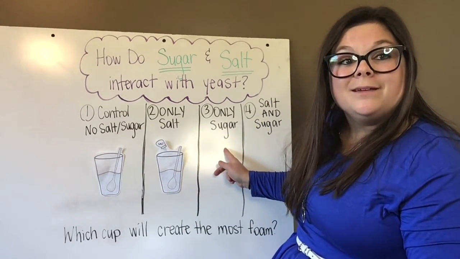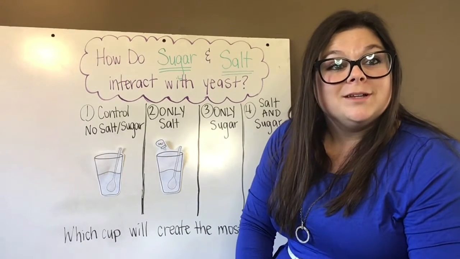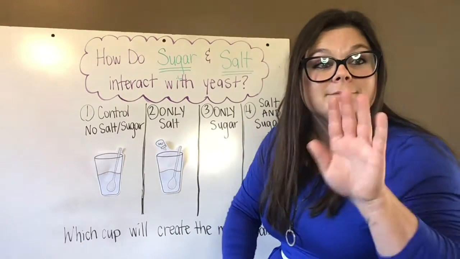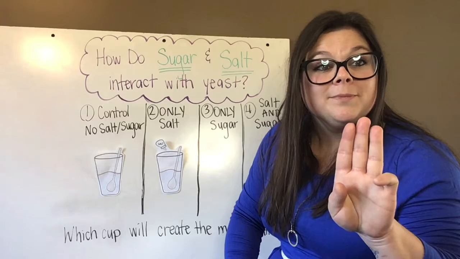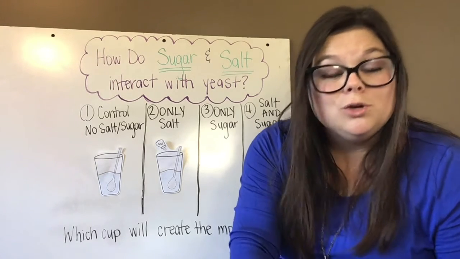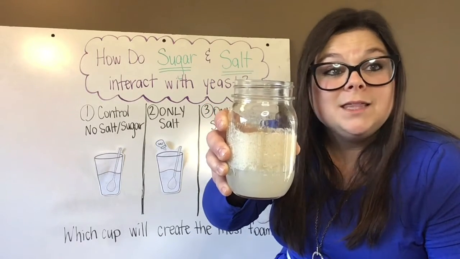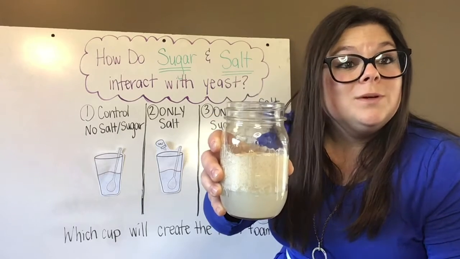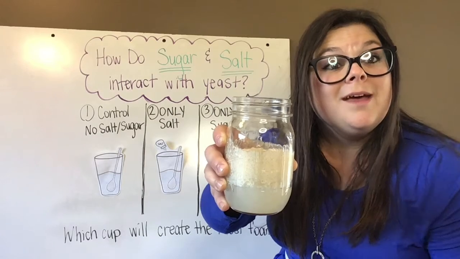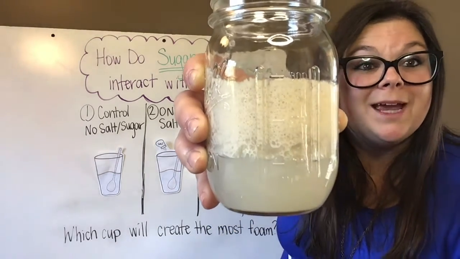Let's go to glass number 3, where we only added sugar. Take 5 seconds to make your predictions. No foam, medium foam, or a lot of foam. If you said a lot of foam, then you are correct. Remember that sugar is food for our yeast, and there's nothing here to tell it to stop eating. So it's going to eat all the sugar it can find and continue to release more and more CO2 and create that foam. So you can see here all those CO2 bubbles that have been created.